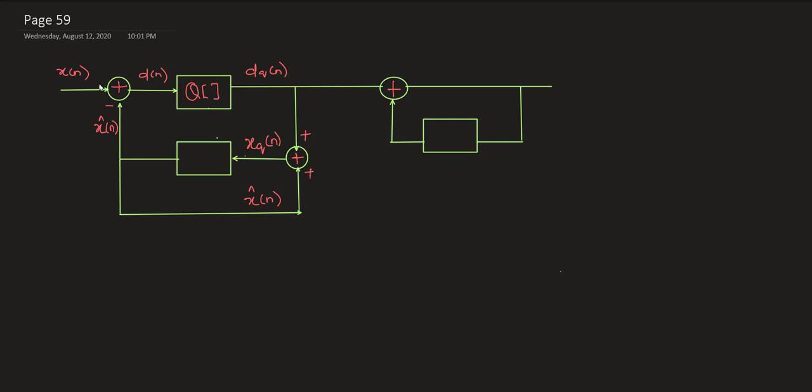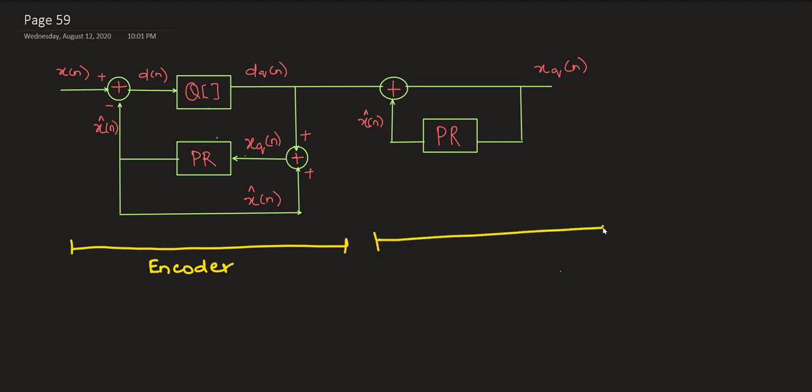So if I have to write an equation for my xq of n, that is my fourth equation. I have written 3 equations in the previous slide, and those 3 equations are available here in this block diagram. But there is one equation left out, the fourth equation for xq of n. My xq of n is equal to dq of n plus x hat of n. Because that is the decoder equation. For decoding, you are taking x hat of n and adding that to dq of n.